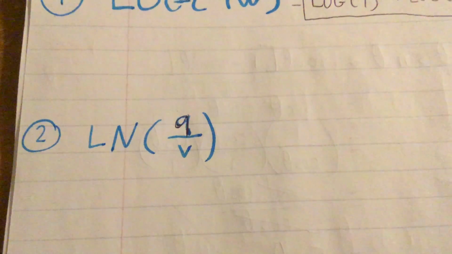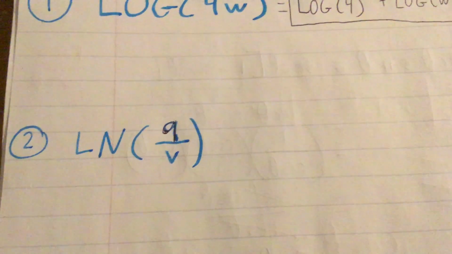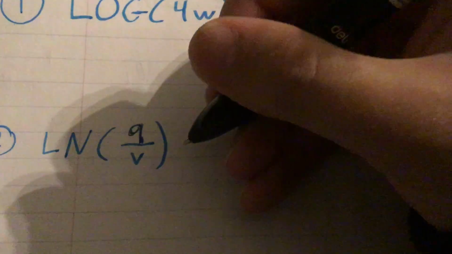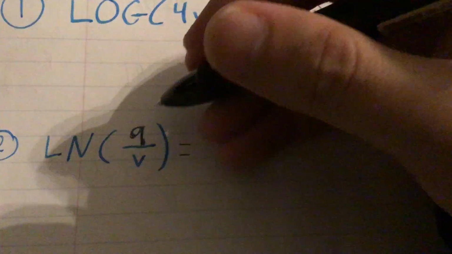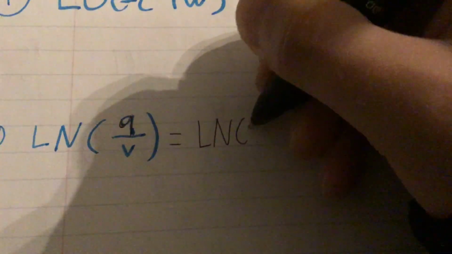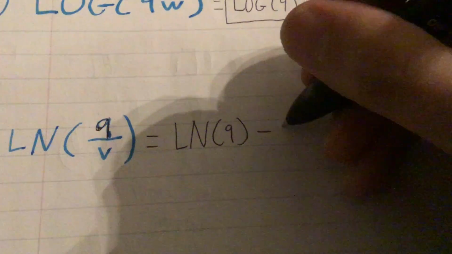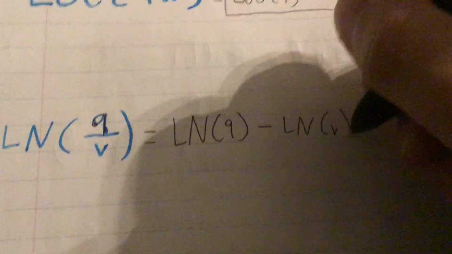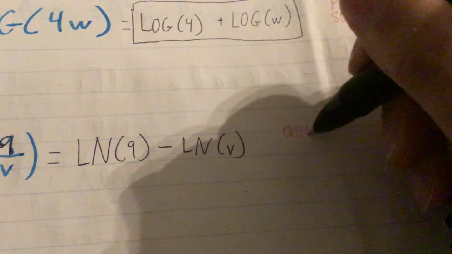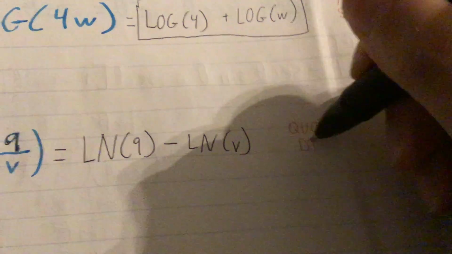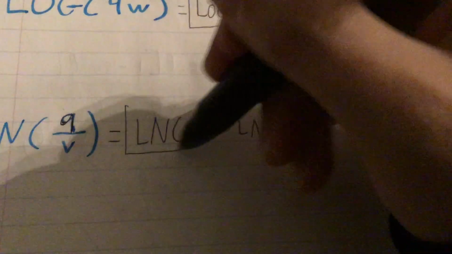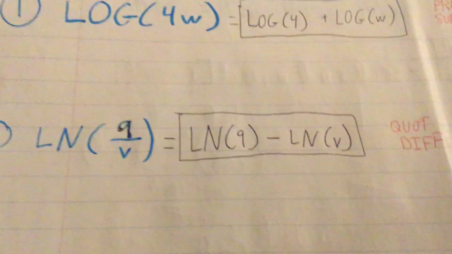Well, what's going on inside of the argument? Well, it's division. So if I have division inside of a logarithm, I can expand this by making it a subtraction problem where the numerator minus the denominator. The natural log of 9 minus the natural log of v. And that is done by the quotient difference rule. Cite your source. You're going to retain this in pre-calc next year. And that's how you do it.